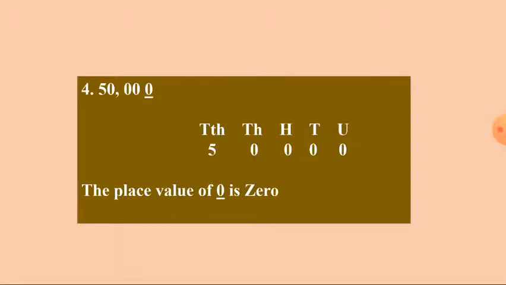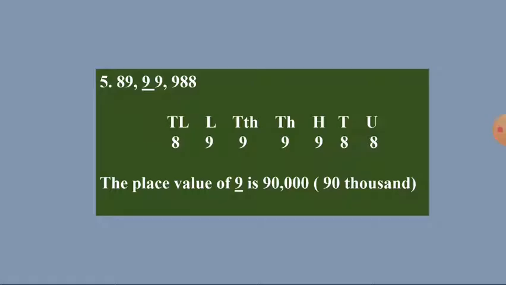Moving to our next sum, question number 4. Now copy the fourth sum, students. It is 50,000. Leave one line and write the place value, then below write the number. Now students, the number which is underlined over here is 0. So the place value of 0 is written with the number which is underlined. The 0 which is underlined is on the unit place. So wherever the 0 will be there, the place value of 0 will be 0, students. So leave one line and write this: the place value of 0 is 0.